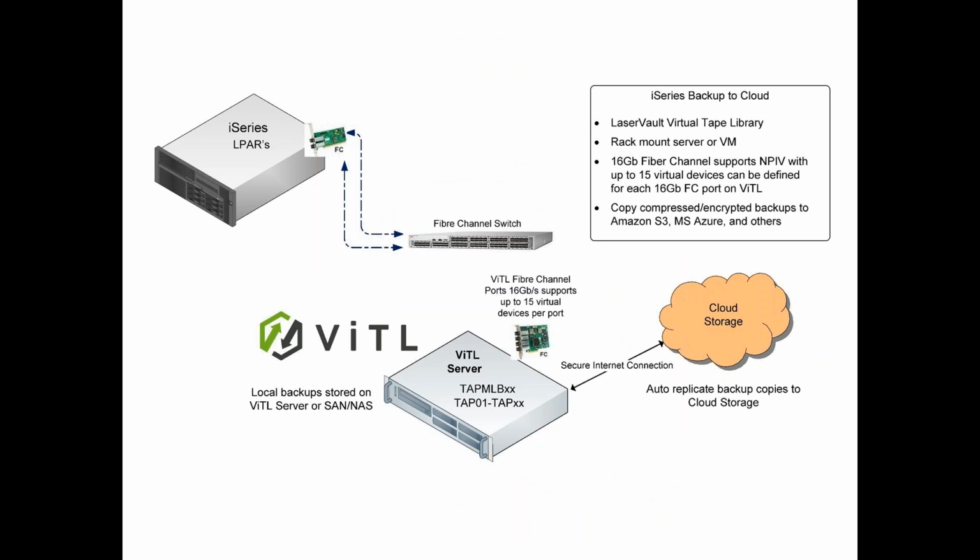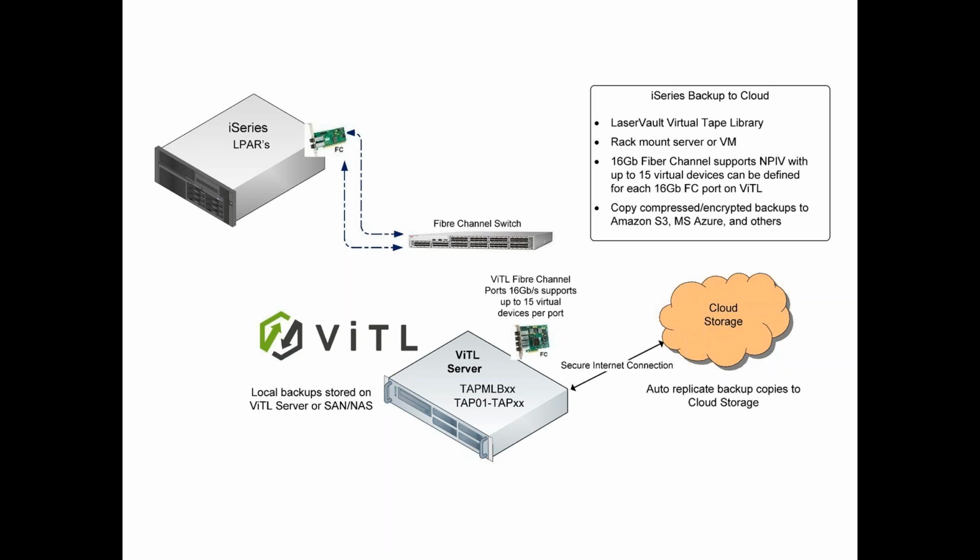Okay, a little bit about NPIV, which I've mentioned. Again, 15 virtual devices. I'm using 16 gig fiber channel as my port configuration in this diagram, which is typically what you would use in the Laservault server in order to do NPIV. Although you can do NPIV with 8 gigabit fiber channel, a lot of times we're doing NPIV with 16 gig fiber channel, at least on the Laservault side. Even if the switch and the fiber channel on the iSeries might be 8 gig, the speed would be 8 gig at Laservault, but you would still be able to present multiple tape devices.